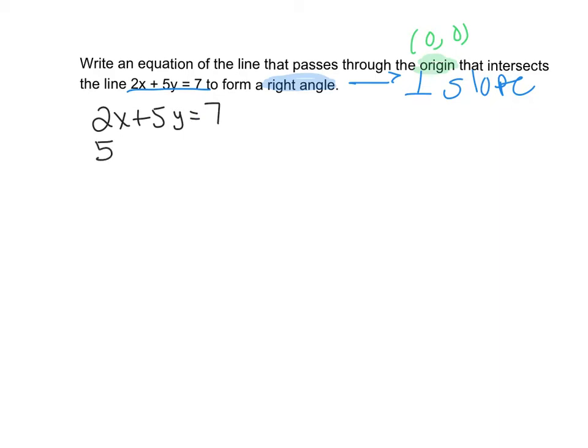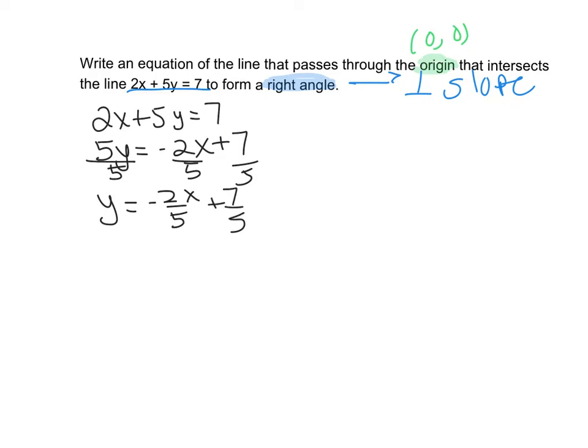I'm going to say 5y equals negative 2x plus 7. I'm going to divide everything by 5. That's going to give me y equals negative 2x over 5 plus 7/5. Okay, so now that's in slope-intercept form, which tells me that this right here is the slope of this line. And the y-intercept is this right here. And I don't care about that y-intercept because it doesn't have anything to do with my new line, because my line doesn't go through that point.